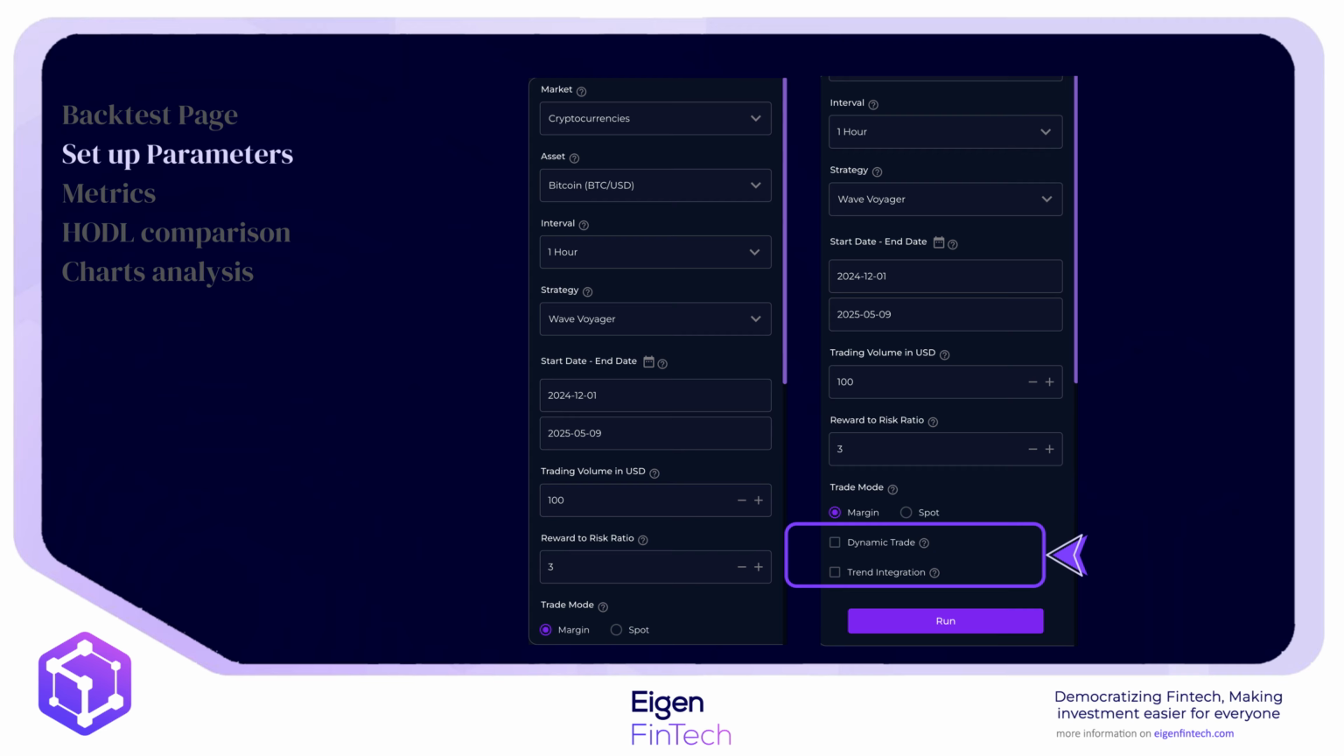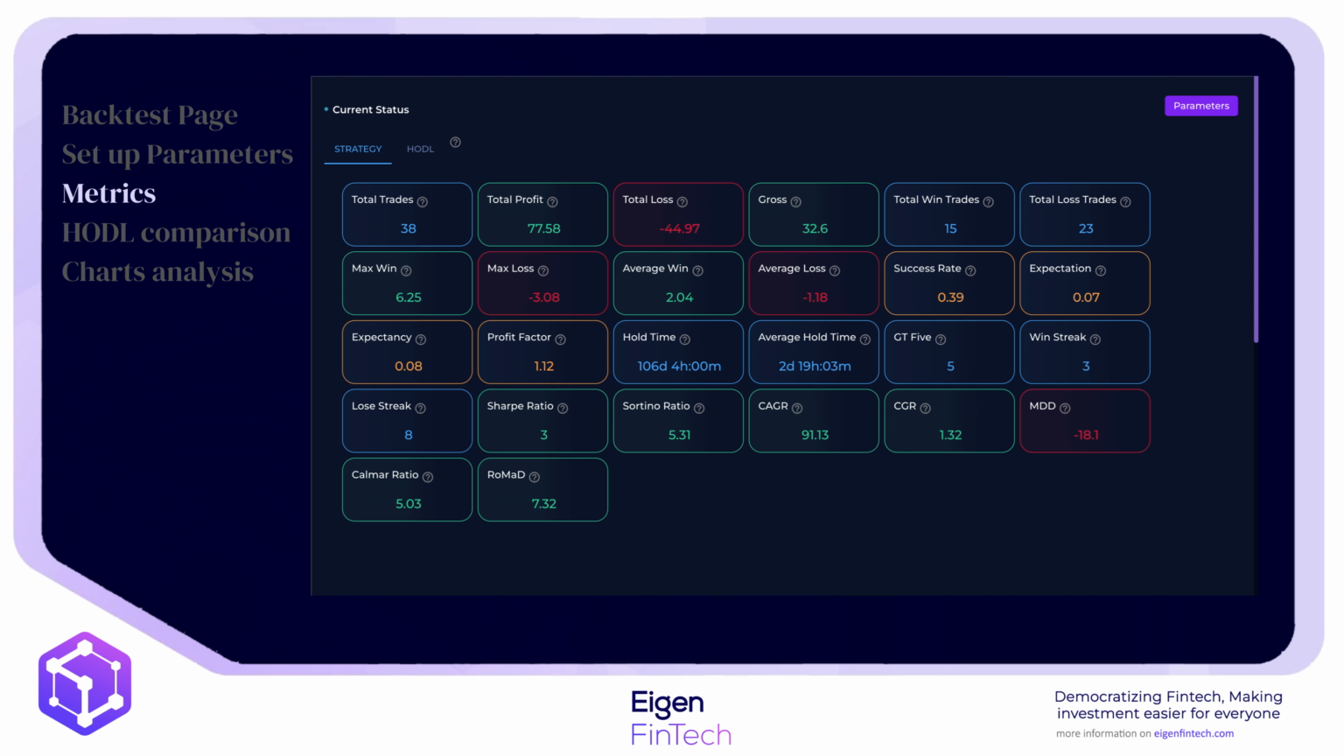No machine learning trend integration, pure technical analysis. This gives us a clean baseline to evaluate the core strategy's performance. After clicking Run, the system processes every single trade your strategy would have made during this 6-month period, analyzing each entry, exit, and price movement across those 1-hour intervals. This calculation takes a moment because it's simulating real trading conditions with precision.